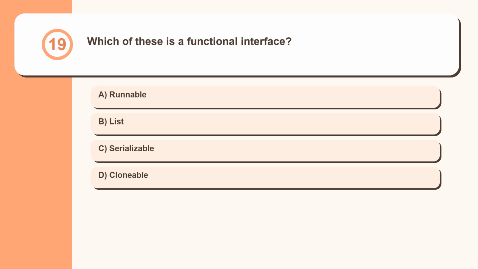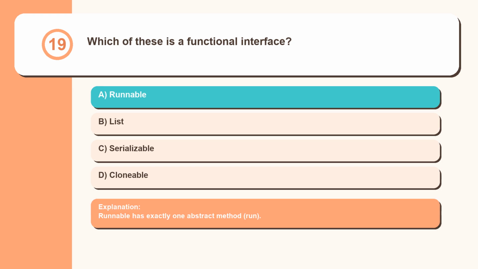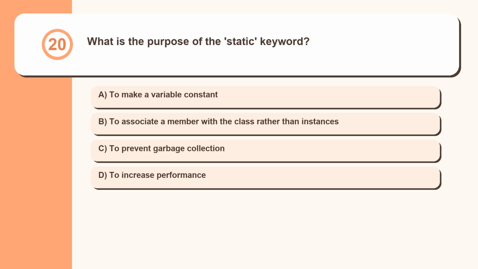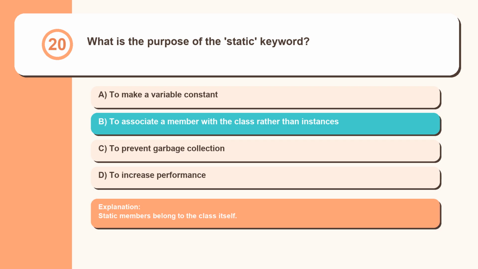Question 19. Which of these is a functional interface? Runnable, List, Serializable, Cloneable. Runnable has exactly one abstract method, run. Question 20. What is the purpose of the static keyword? To make a variable constant, to associate a member with the class rather than instances, to prevent garbage collection, to increase performance. Static members belong to the class itself.